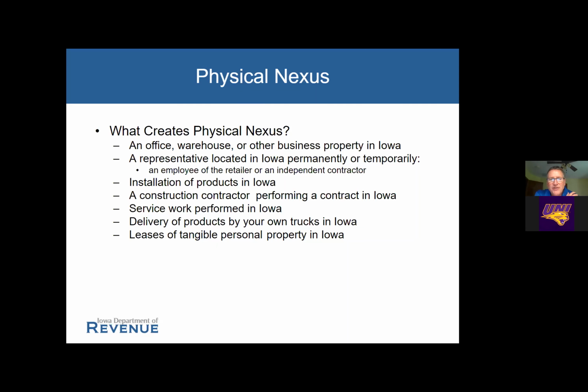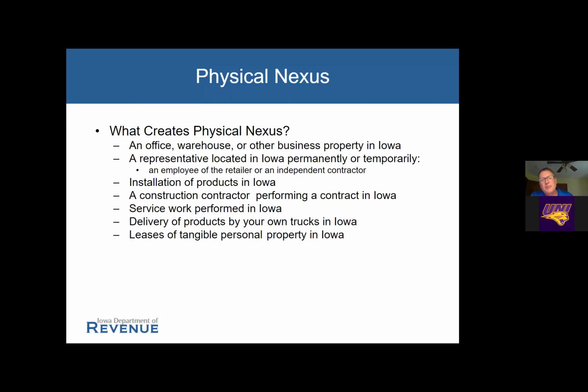Also, if you are delivering products in Iowa with your own vehicles, that establishes physical nexus as well. So what am I talking about here? Maybe you are a business in Illinois and you deliver furniture. We'll say you're a furniture store in Illinois. If you load up that furniture on your truck in Illinois and drive over to Iowa and deliver it to customers here in Iowa, that would be an example that would establish a physical nexus, which means that you'd have to collect and remit Iowa tax as applicable on those sales here where delivery occurs in Iowa.